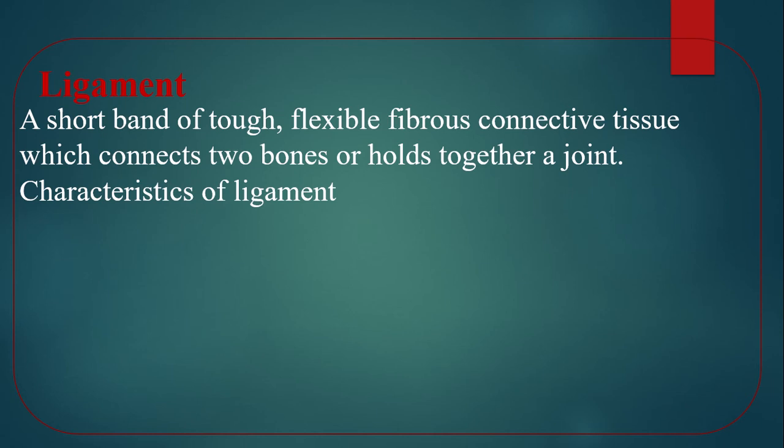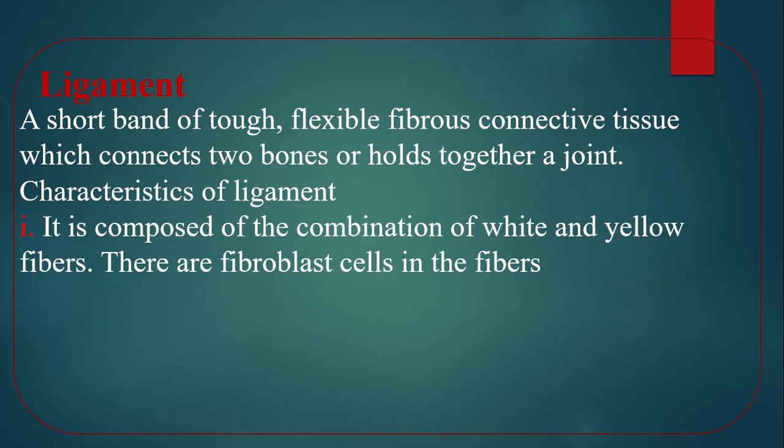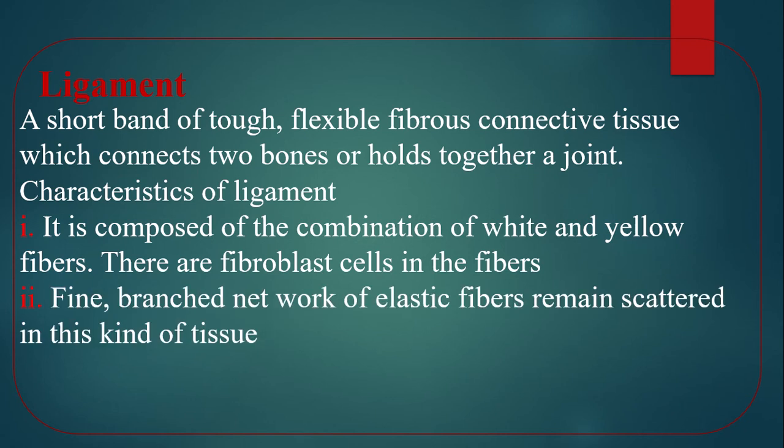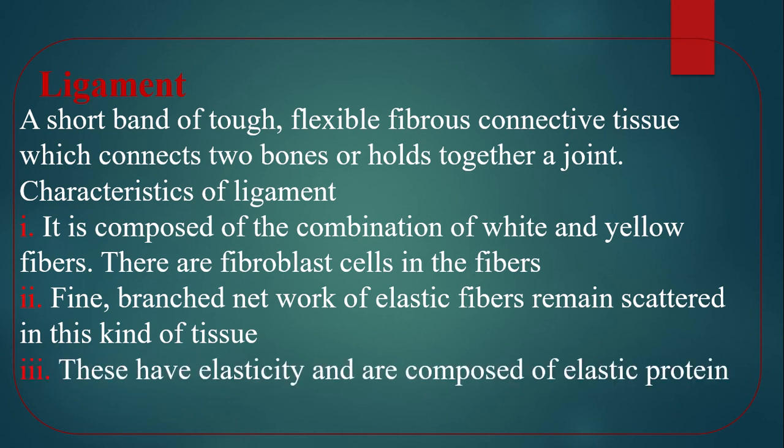Characteristics of ligament. It is composed of a combination of white and yellow fibers. There are fibroblast cells in the fibers. A fine branched network of elastic fiber remains scattered in this kind of tissue. These have elasticity and are composed of elastic protein.